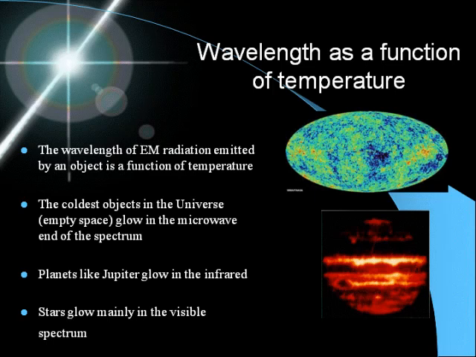So the coldest objects in the universe still glow. For instance, space itself glows, and this glow is left over from the actual Big Bang. And while the Big Bang was probably the hottest event that ever occurred in the universe, the entire universe was nearly equally hot at this point in time. The universe has expanded dramatically, and as a result of this expansion, it's also cooled off quite a bit.